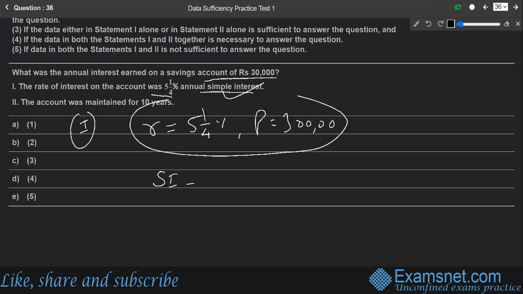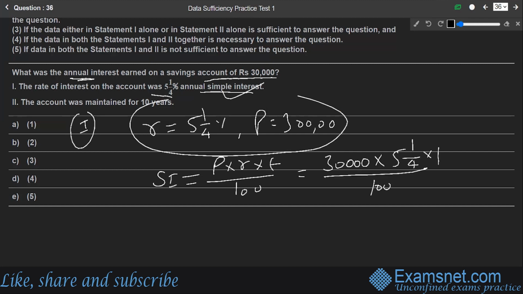So the formula for simple interest is principal into rate into time over 100. Time they have already said. What was the annual interest? So annual means time is 1. So clearly we can find the interest value by putting in all the values: principal into rate value, which is 51/4, into time value, which is 1, over 100. So by doing this calculation, yes, we can answer the question.